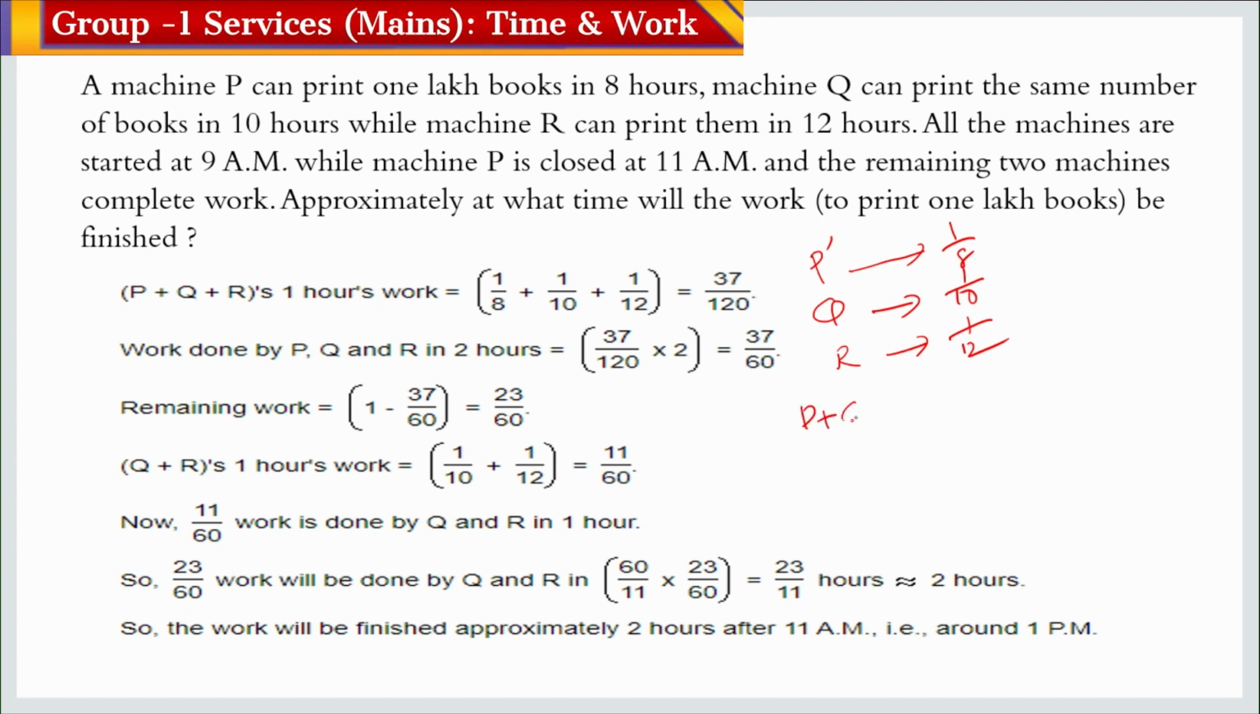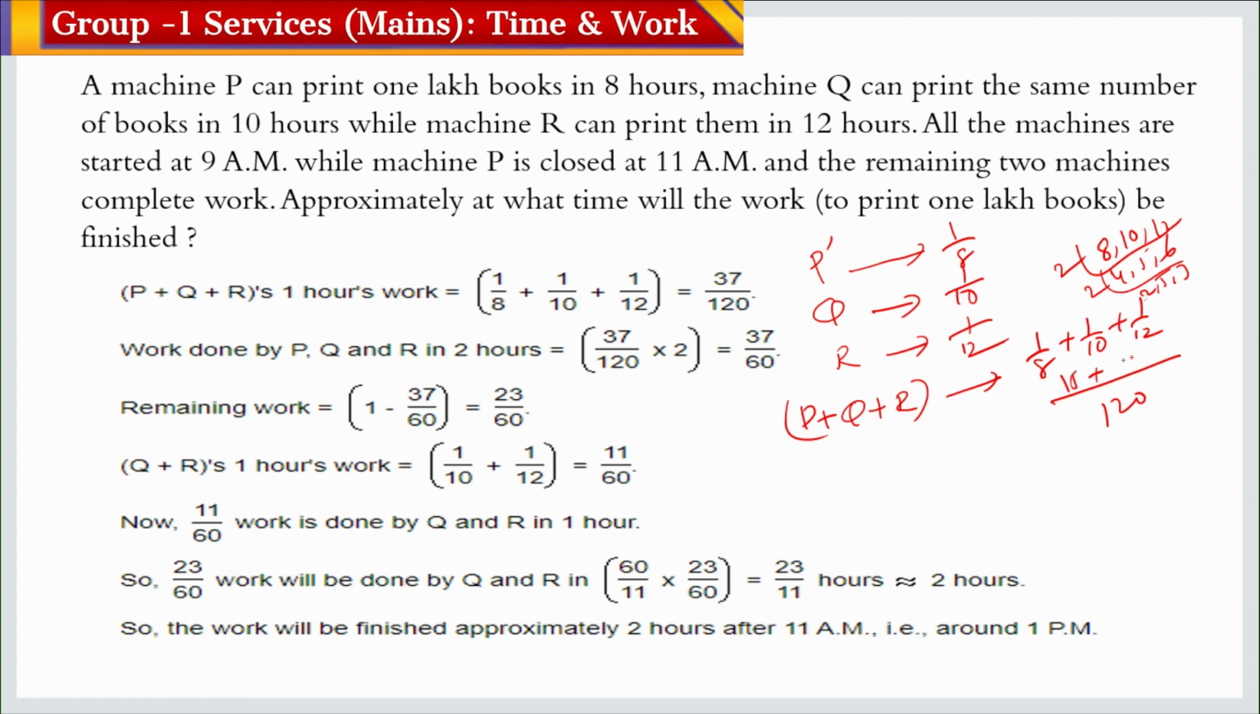So, P plus Q plus R's work in 1 hour is 1 by 8 plus 1 by 10 plus 1 by 12, correct. Means you have to find the LCM of 8, 10 and 12. 2 4s are 8, 2 5s are 10, 2 6s are 12, again 2 2s are 4, 5 3s are 15, 15 2s are 30, 30 4s are 120, 120 is the LCM. 8 15s, 10 12s, 12 10s, means here 37 by 120, correct, 37 by 120 it is.